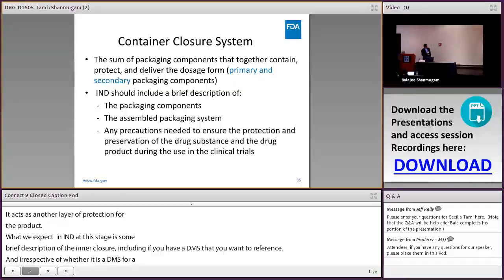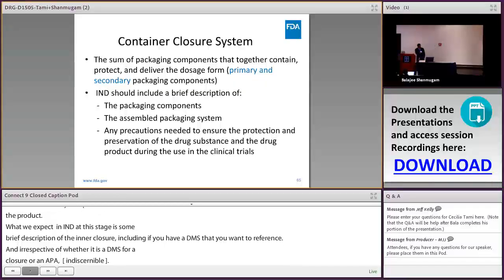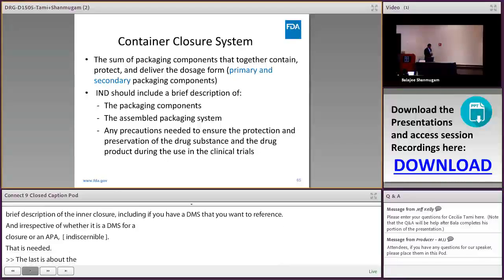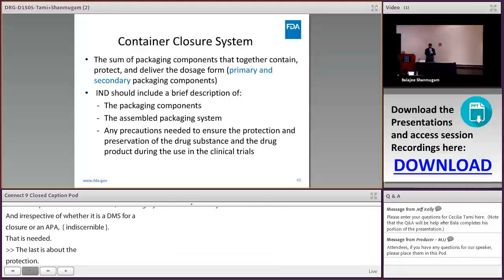So we talked about the last bullet, which is about the protection and preservation of the drug during the clinical trials. So if it is photolabile, you would need protection from light, or it could be something that you need to protect from absorbing moisture. It could be a variety of things that could come into play for the secondary packaging.